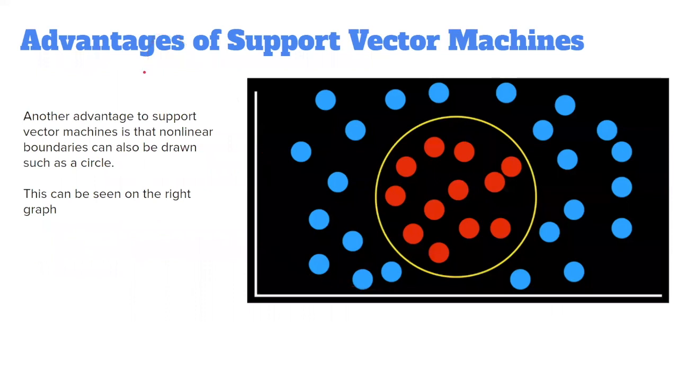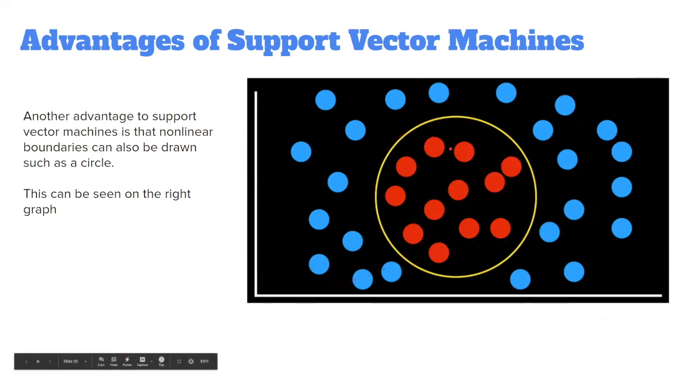So advantages of support vector machines. Another advantage is that nonlinear boundaries can also be drawn, such as a circle. In all the previous examples we saw, all of the boundaries were strictly linear barriers between two sets of points. But if we have a data set like this, just like we saw in the previous example, a linear line from any direction cannot be drawn accurately in order to split the data. So the computer sees all the data and recognizes that it's more of a cluster of red points in between all the blue points, creating an optimal boundary to separate the two.